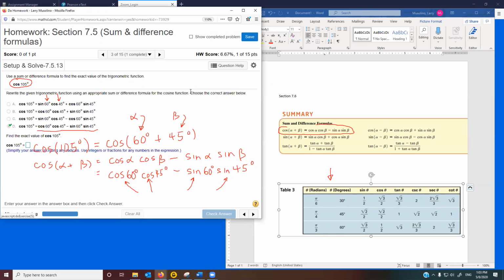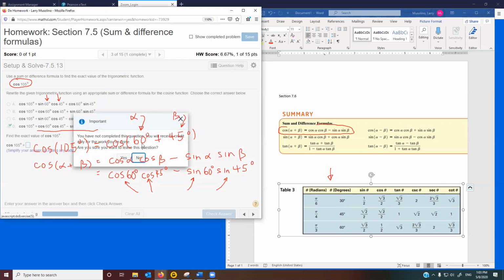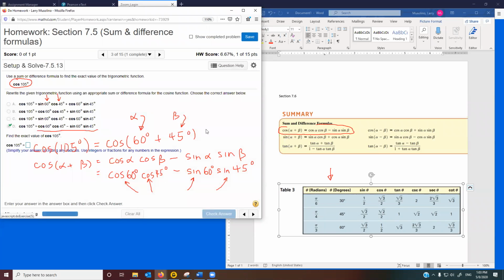All right, let's try another example. Oh, I'm sorry. Wait, we shouldn't leave so quickly because now they do actually want me to work out the exact value of cosine 105. All right, well, let's proceed then. So what they want me to do now is actually plug in values for cosine 60, cosine 45, and so on. So let's do that. Let me erase this, and we can finish this problem up.